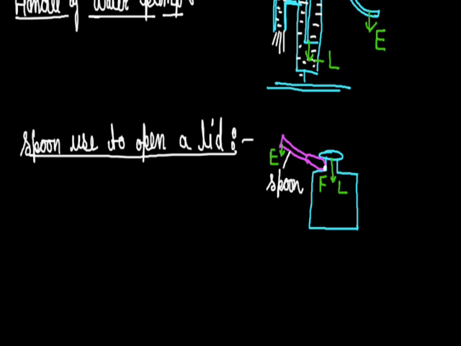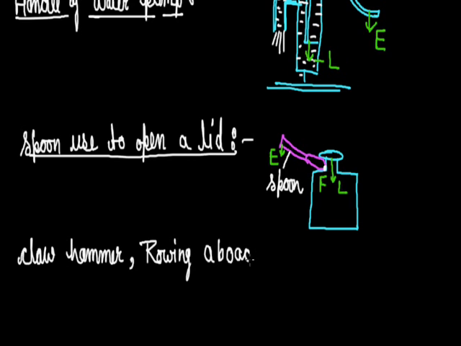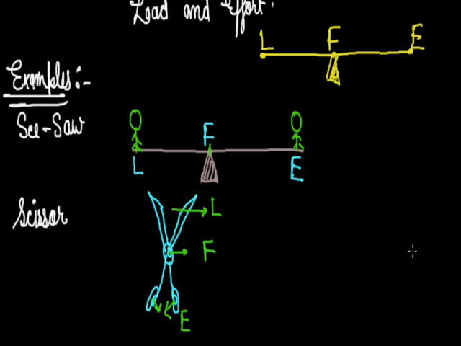Some other examples of first class lever are: claw hammer, rowing a boat with an oar, and pliers. So these are some examples of first class lever.